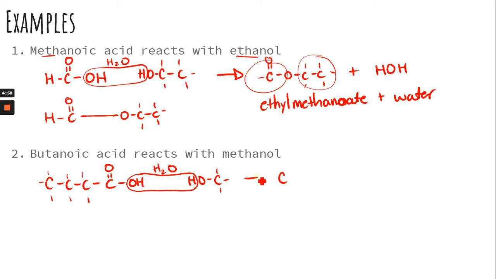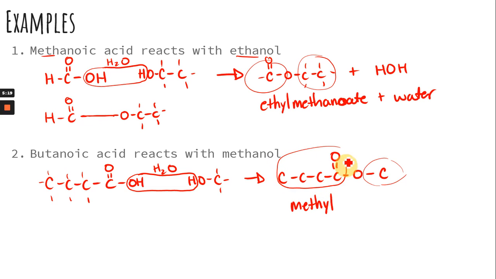And so we have as our product our 4 carbons, then our oxygen, and then our single carbon on this side. So to name this, again, we name the side with just the oxygen in between, so this is methyl, and then name the side that has the double bonded oxygen, so 1, 2, 3, 4, that's but. Oate. And then the other product would be water.